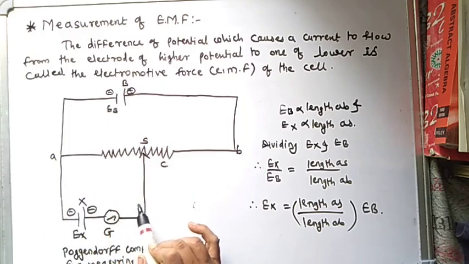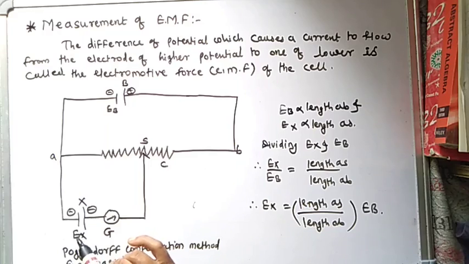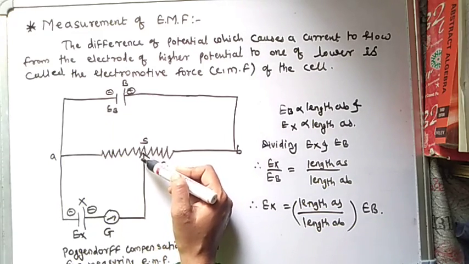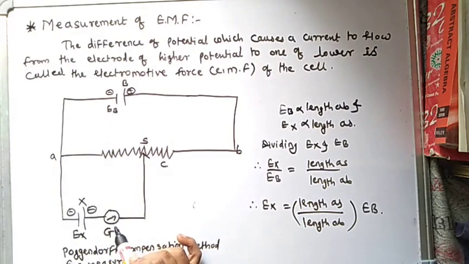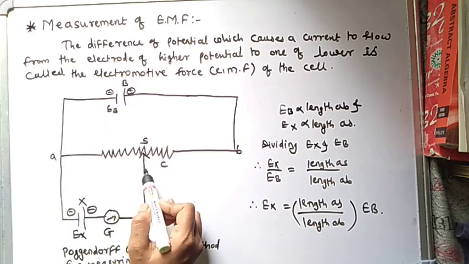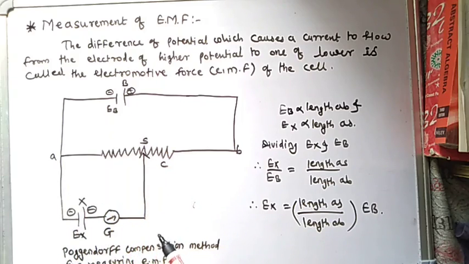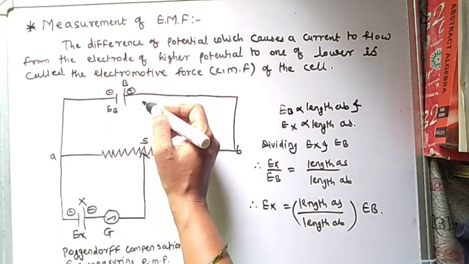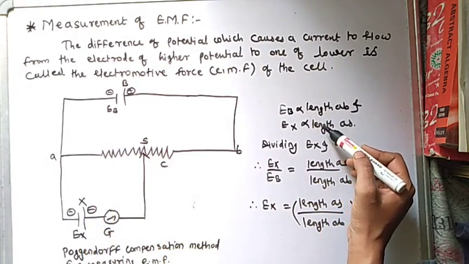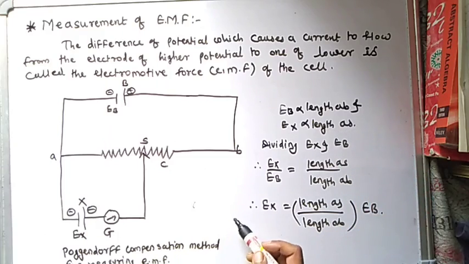To find the unknown EMF, that is EX of the cell X, the sliding contact C is moved along AB until the position S is found at which the galvanometer gives no deflection. From EB and the distances AB and AS, the unknown EMF EX is found. For any given current passing through the resistance AB, EB must be proportional to the length AB and EX proportional to the length AS.